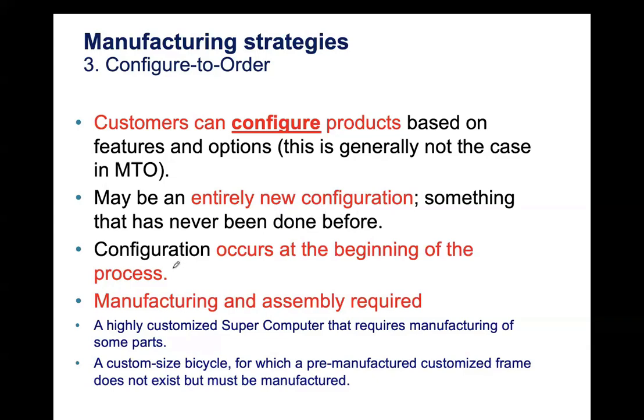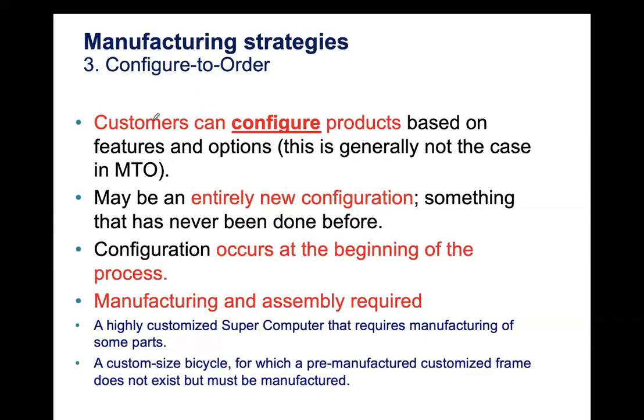And in this case, manufacturing and assembly is required because the configuration of the product is entirely different. So manufacturing and assembly would be required. Some examples are a highly specialized, customized supercomputer that requires manufacturing of some parts, or a custom-sized bicycle for which some parts have to be manufactured. So this is called configure to order.